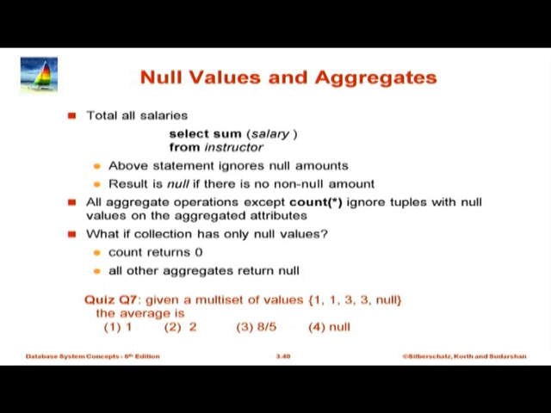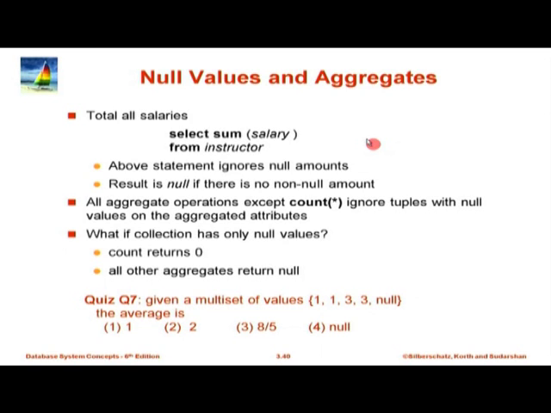So here is a query. Select sum salary from instructor. Now, what happens if one of the instructors has a salary which is null? Now, technically, if I add a null value to any value, that value is going to be null. So technically, this should give me null.